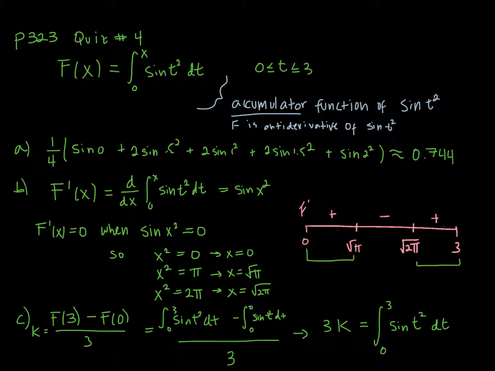And so I want to think of this accumulator function. That means that capital F is the antiderivative of sine of t squared dt. And that's going to really help me consider this later on.